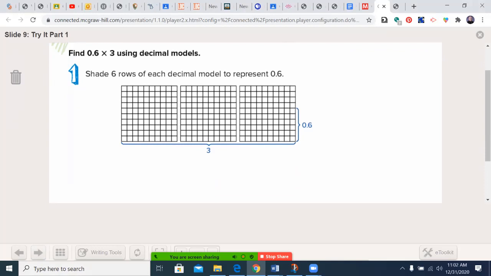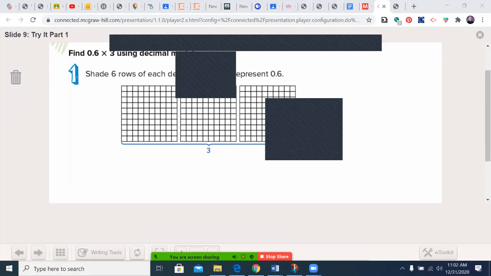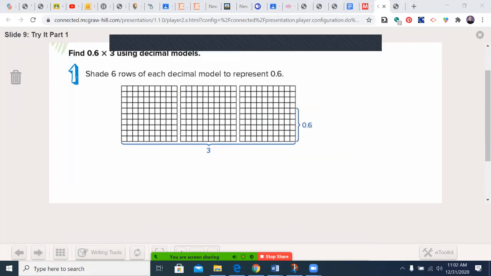So we have another one here. 6 tenths times 3. So I'm going to grab my annotation tool. We'll start with green, I suppose, since it's there. And I need to shade in 6 rows of each one to represent 6 tenths. There's 1, 2, 3, 4, 5, 6.